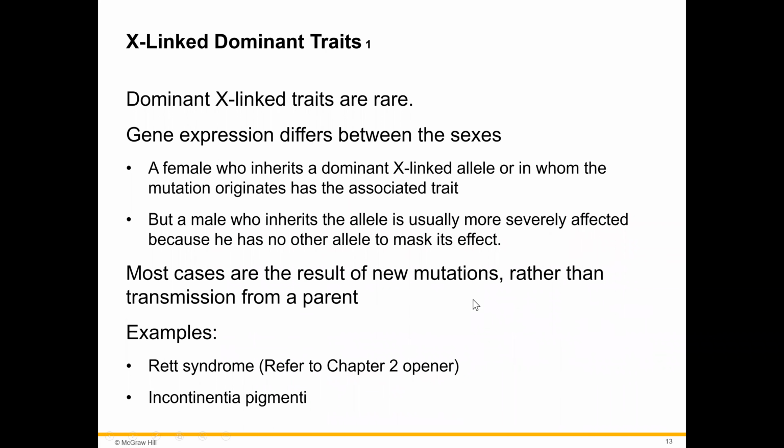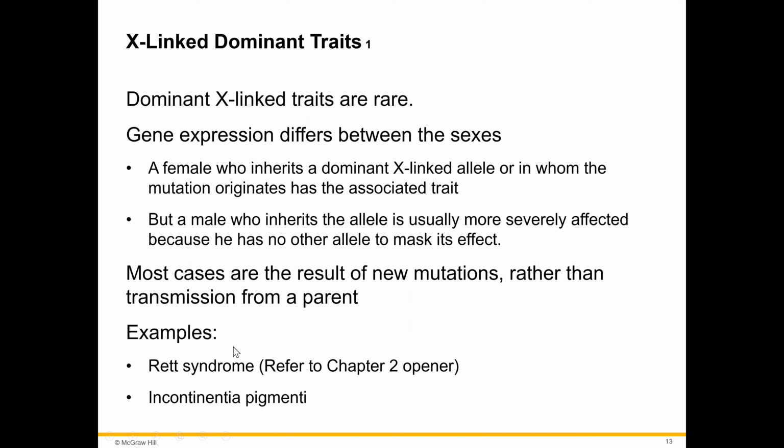Now, X-linked dominant traits are rare. Gene expression differs between the sexes. A female who inherits a dominant X-linked allele, or in whom the mutation originates, has the associated trait. Of course, if it's dominant, you have just one mutated allele and you show the trait. But a male who inherits the allele is usually more severely affected because he has no other allele to mask its effect. Most cases are the result of new mutation rather than transmission from a parent.